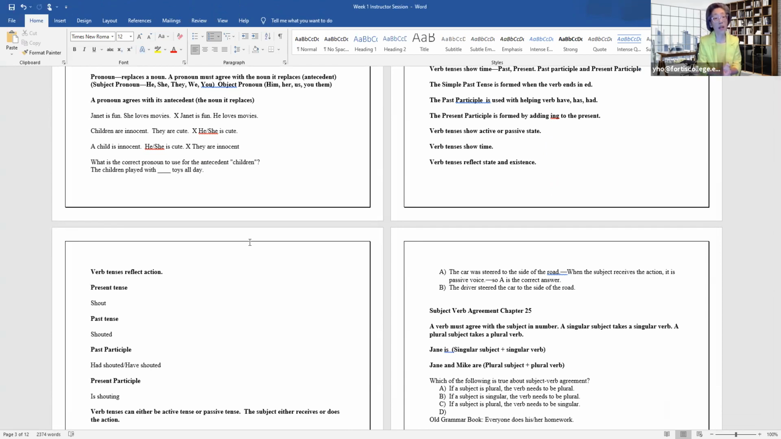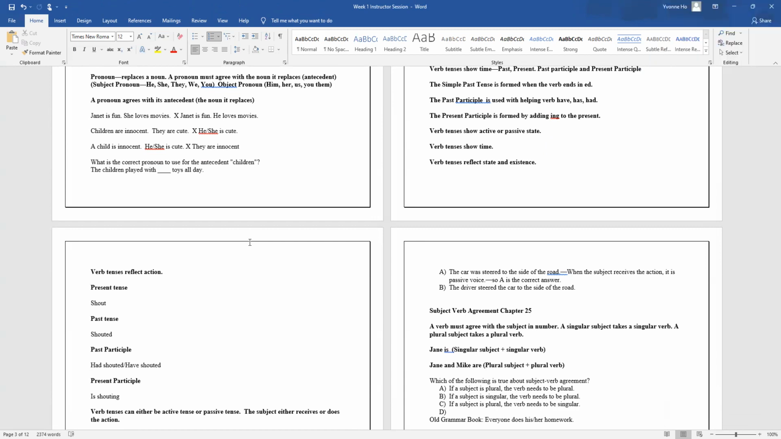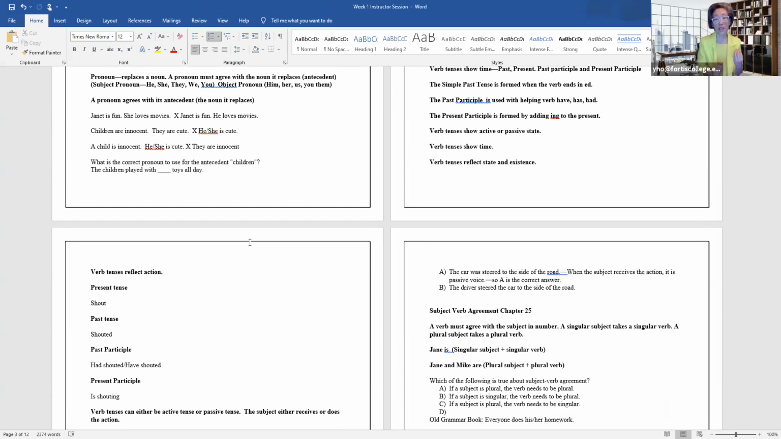Here, a pronoun. A pronoun replaces a noun. A pronoun must agree with the noun it replaces. The noun that the pronoun replaces is known as an antecedent. So if I say Robert is a good student, he studies hard, the word Robert is the antecedent, and therefore he has to agree with Robert. If I say Helen is a great student, she studies hard, Helen is the antecedent. So the antecedent is the word with which the pronoun agrees, okay?